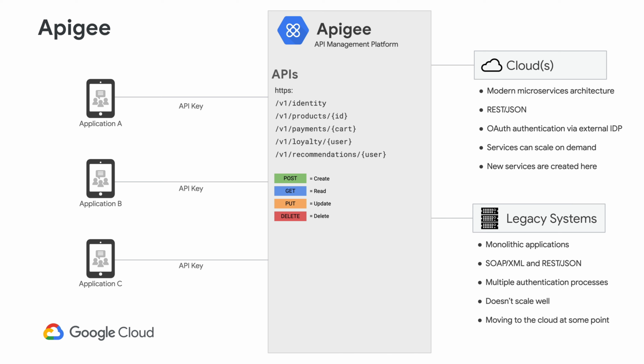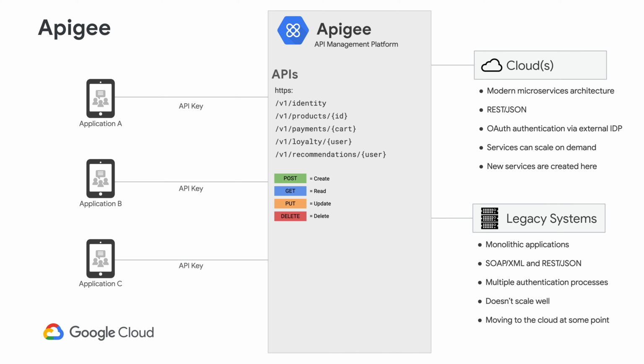So what might this look like? Let's consider we've got three applications over here on the left, and we've got some services over there on the right. Some of the services are running inside of a legacy system, monolithic applications, maybe speaking SOAP and XML, and REST and JSON. There's multiple authentication processes, and they don't necessarily scale real well. And moving to the cloud at some point is a goal.